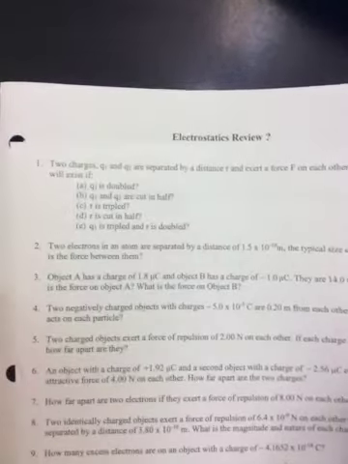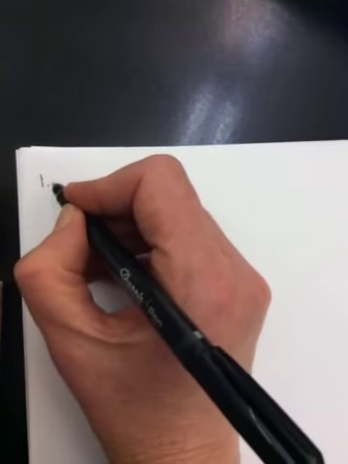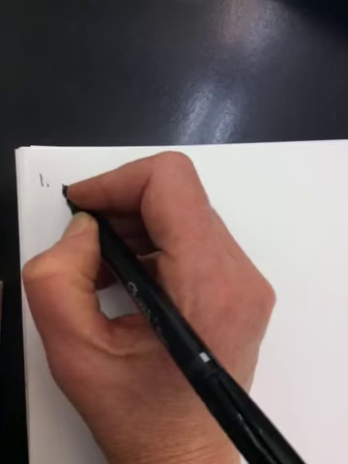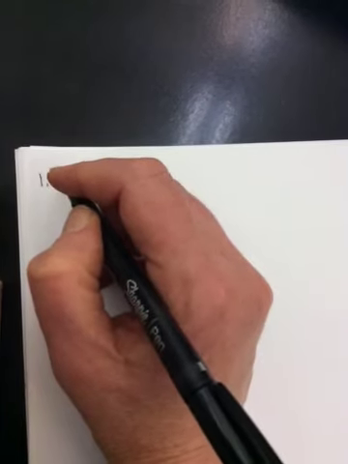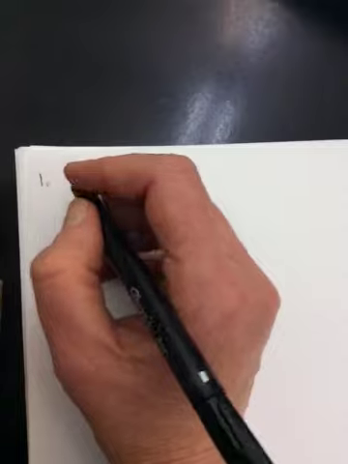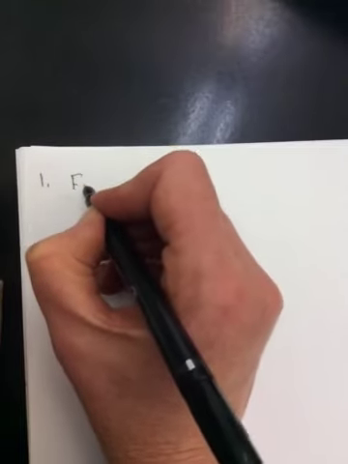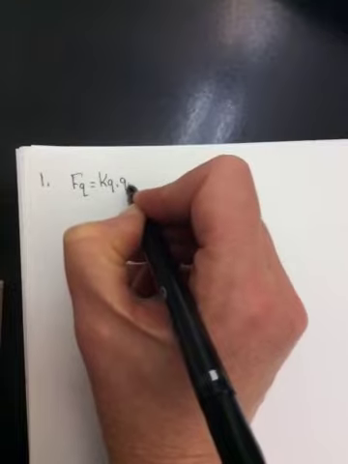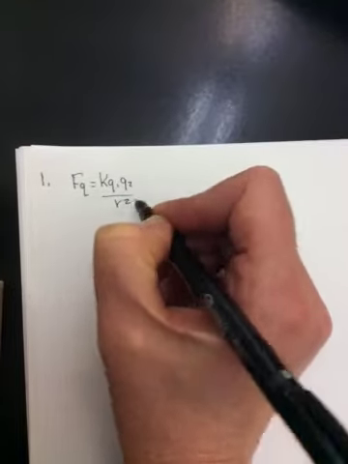All right, I asked you to do questions 1 to 6 on the sheet for homework. Okay, in our electrostatics preview, maybe as opposed to review. So question 1 says two charges Q1 and Q2 are separated by a distance r and exert a force F on each other. Okay, so that's using the equation F_Q is equal to K Q1 Q2 over r squared.